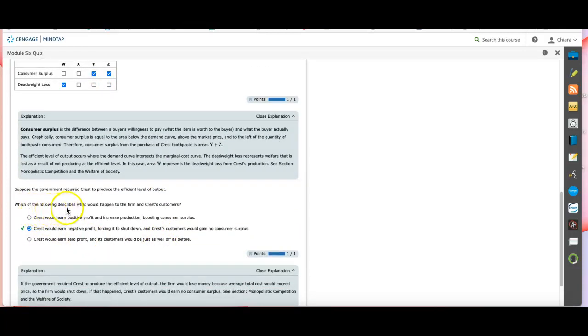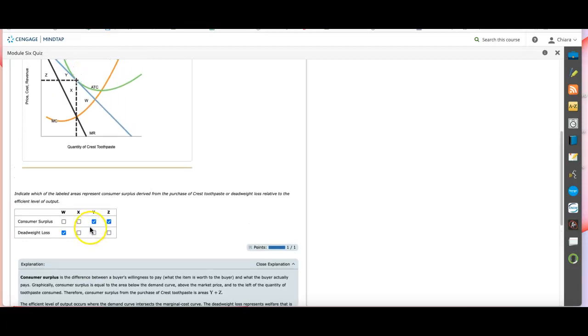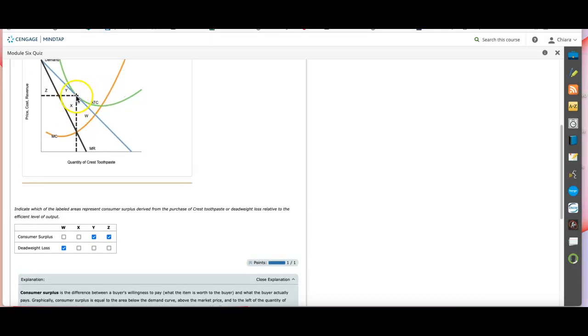And then which of the following describes what would happen to the firm and to Crest customers if they had to produce at the efficient level, right? What would happen? Crest would earn a negative profit. And let's go look at what would be the efficient level. The price is going to be below the average total cost, because at this point of intersection where marginal revenue equals marginal cost, the price equals the average total cost.